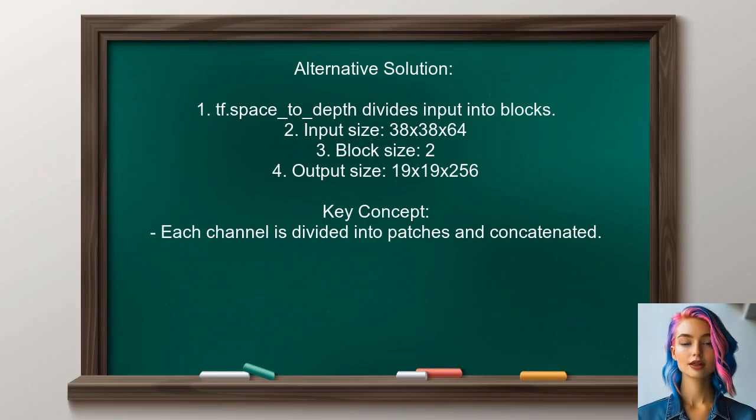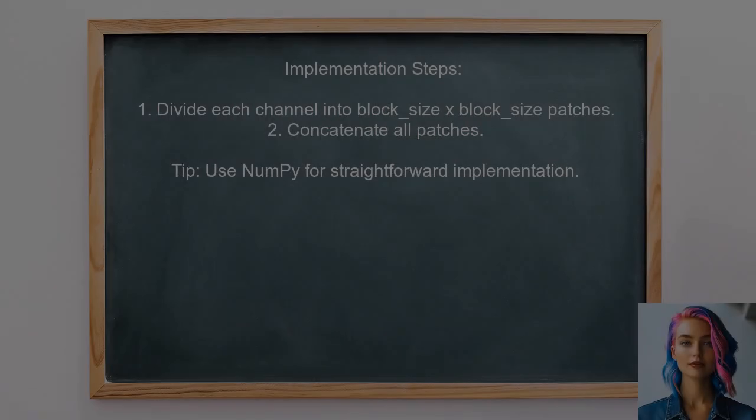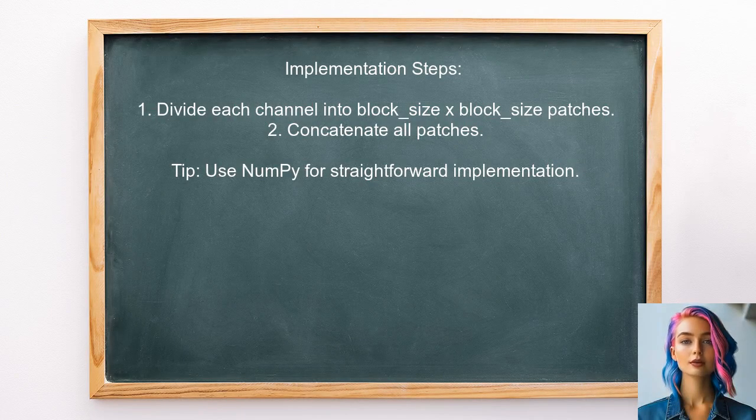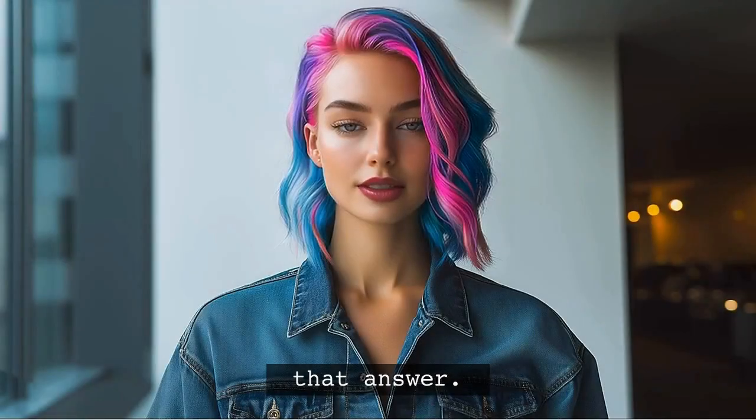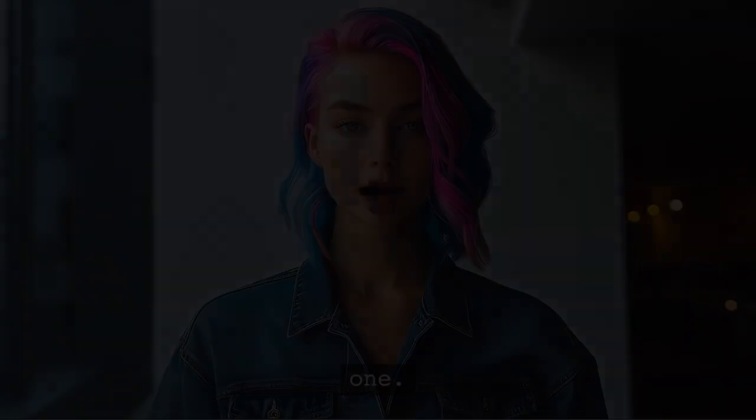This user explains that the tf.space_to_depth function divides the input into blocks and concatenates them. In the example provided, the input size of 38 by 38 by 64 is divided into patches of size 2 by 2, resulting in an output size of 19 by 19 by 256. To replicate this in PyTorch, you would divide each channel into block size by block size patches and then concatenate them. This can be done easily using NumPy. That's it for that answer. Let's take a look at another one.